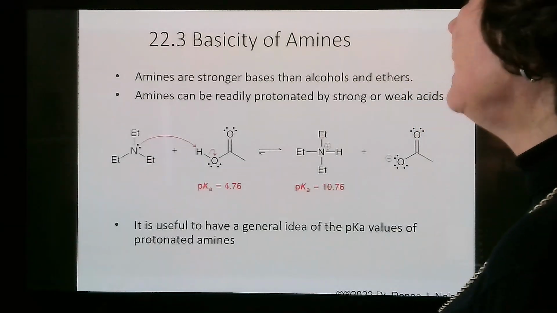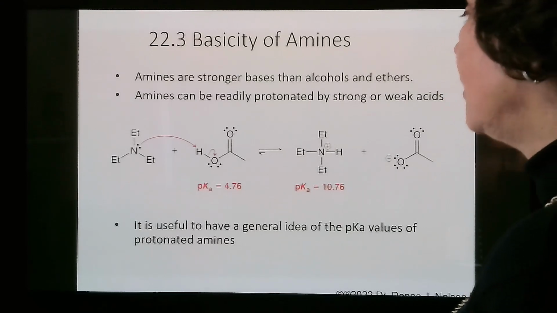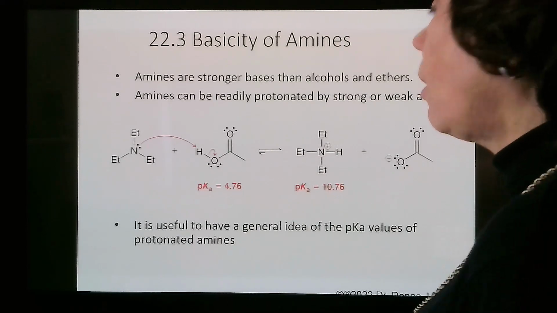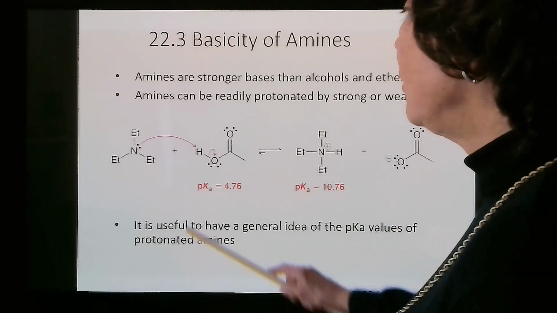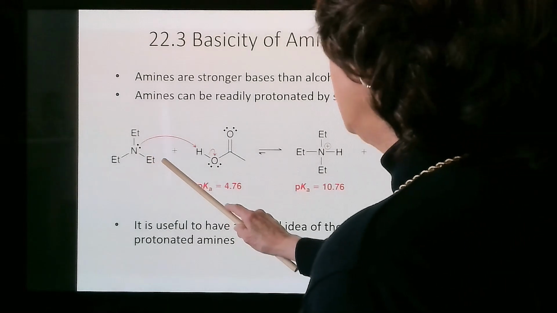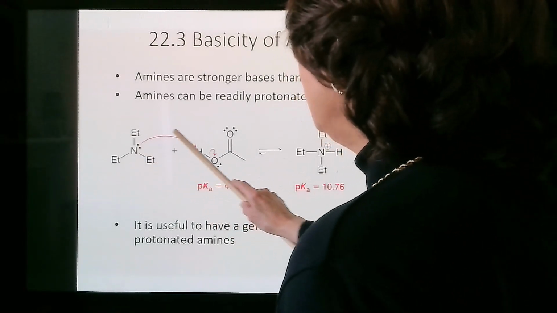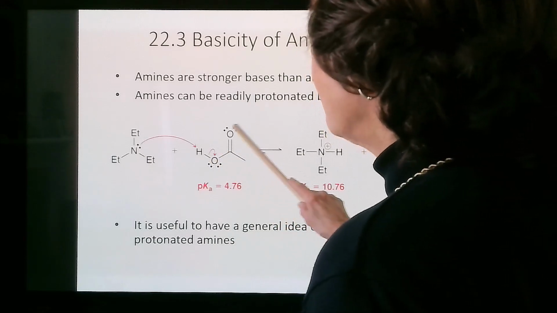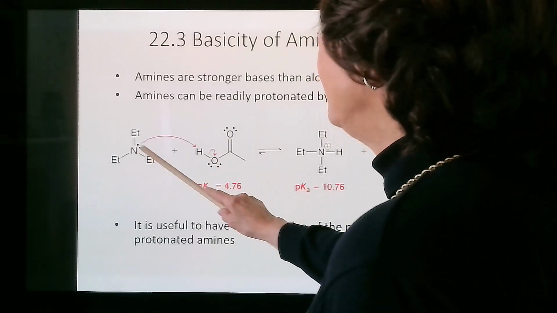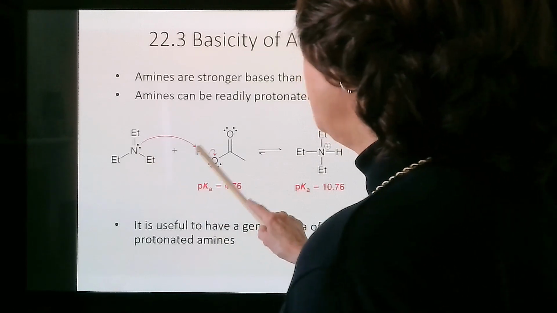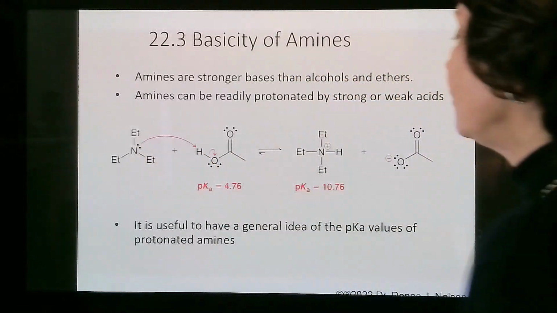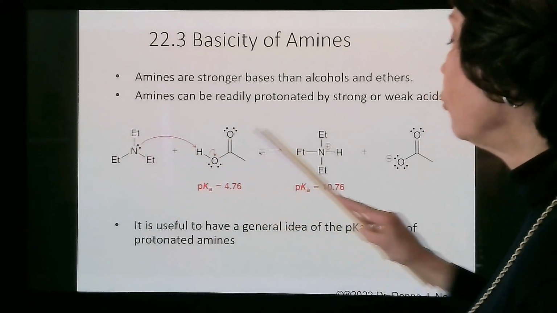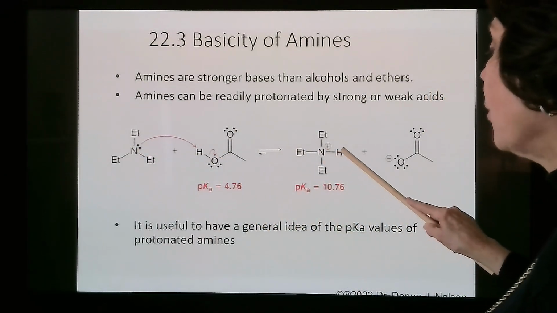Amines are stronger bases than alcohols and ethers. They can be readily protonated by strong or by weak acids, and this is demonstrated here. You can see the nitrogen is picking up this acidic proton. This is, after all, a carboxylic acid, and so you would expect the amine to be protonated by the carboxylic acid. However, what this is showing you is that the nitrogen does have a strong attachment to the proton.